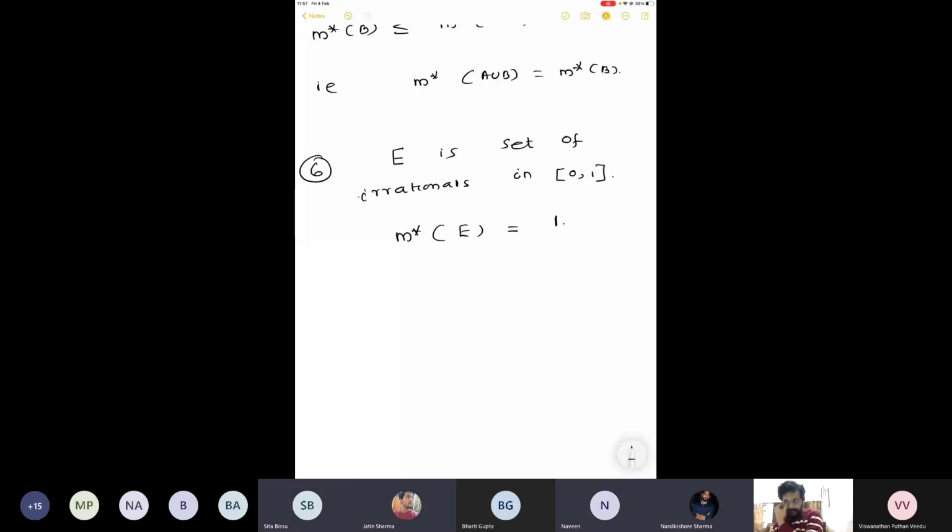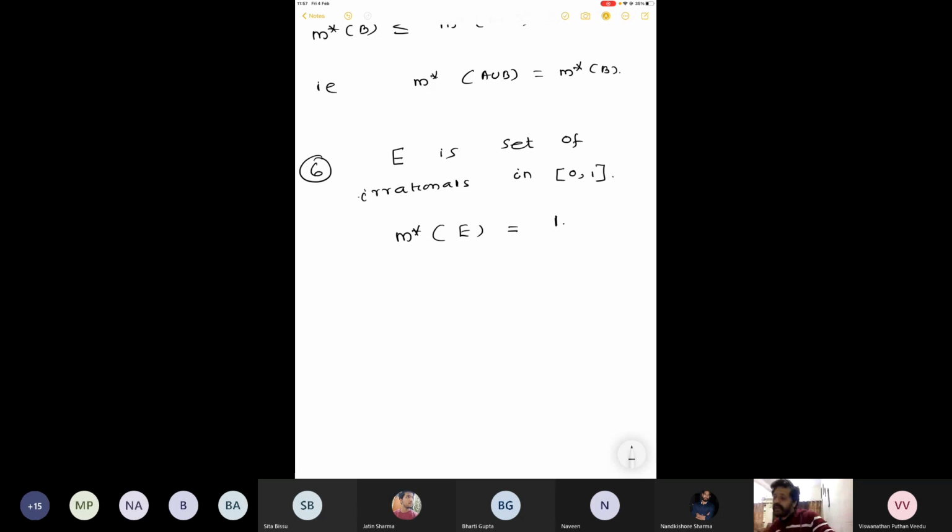Q is countable. Therefore, m star of rational numbers in 0, 1 also will be 0. So the rational numbers in 0, 1 will have measure 0. Total measure of 0, 1 is 1. So we expect the irrationals in 0, 1 will have measure 1. Rationals contribute nothing. Remaining should go to irrational. So that's our guess.